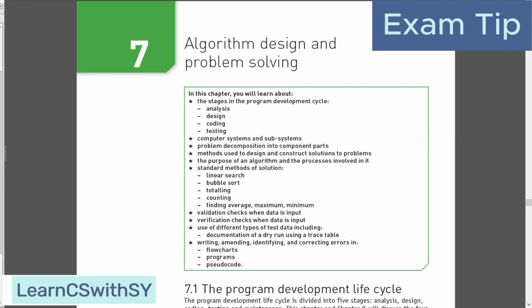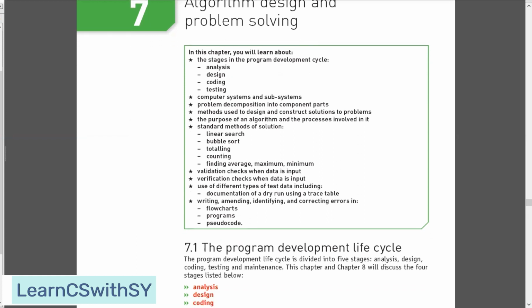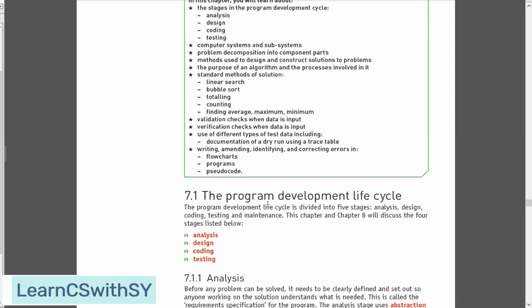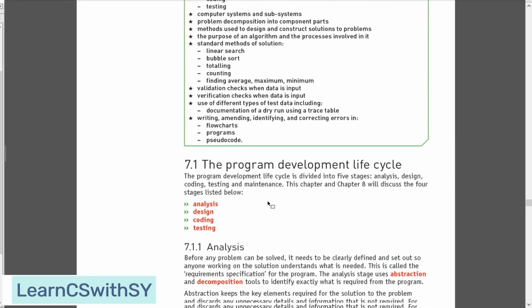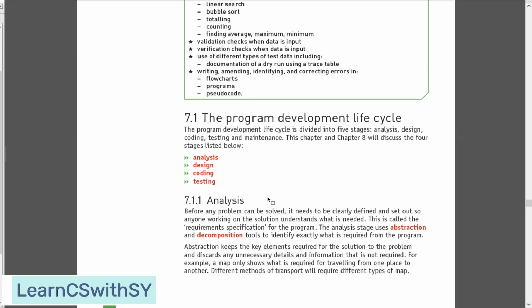Now moving on to the first chapter number 7, from which our P2 is starting. The very first thing that we need to know, if I talk about the program development lifecycle, the 4 stages that is mentioned here: analysis, design, coding, and testing. And the 5th one is your maintenance. So I hope that you know what is it.